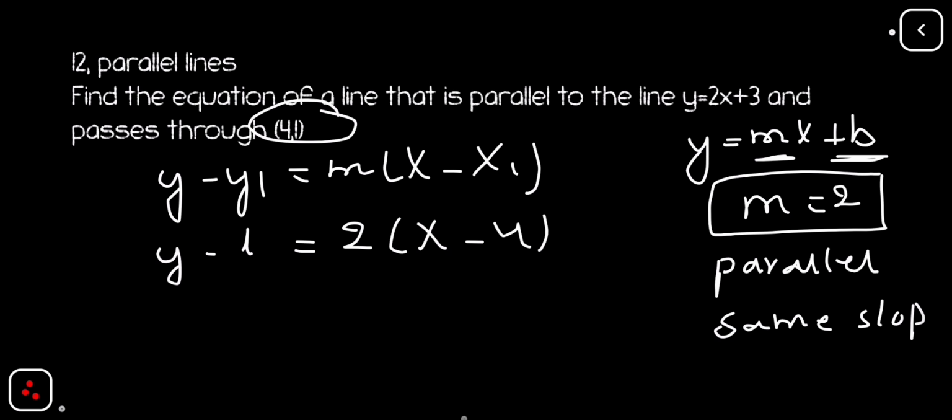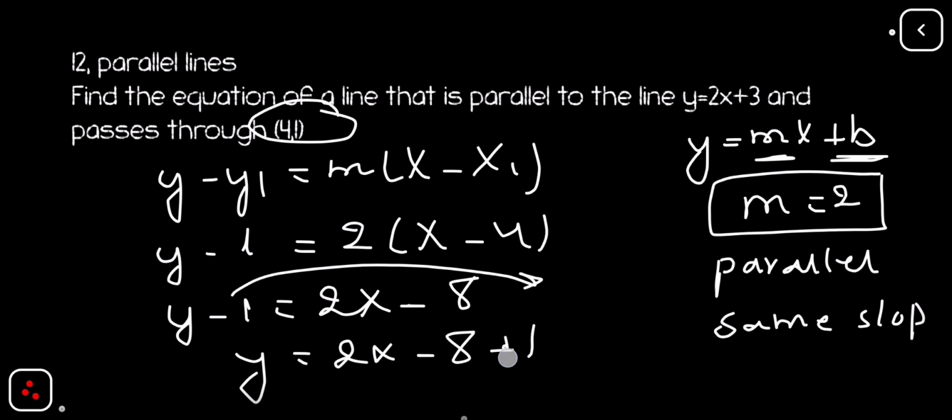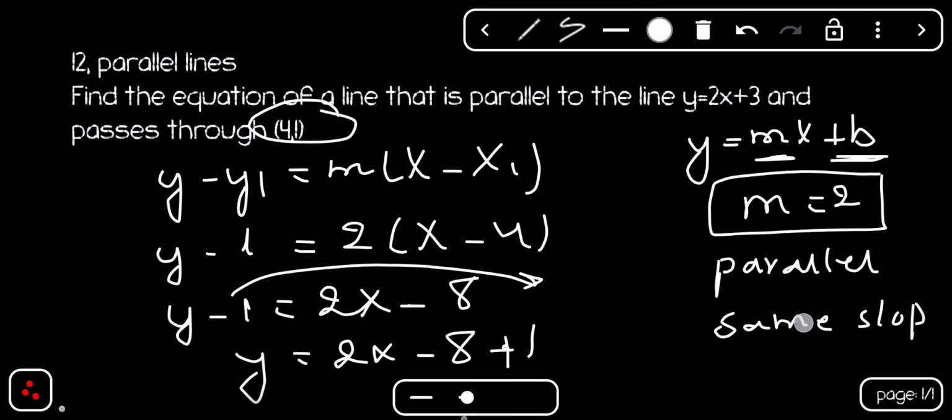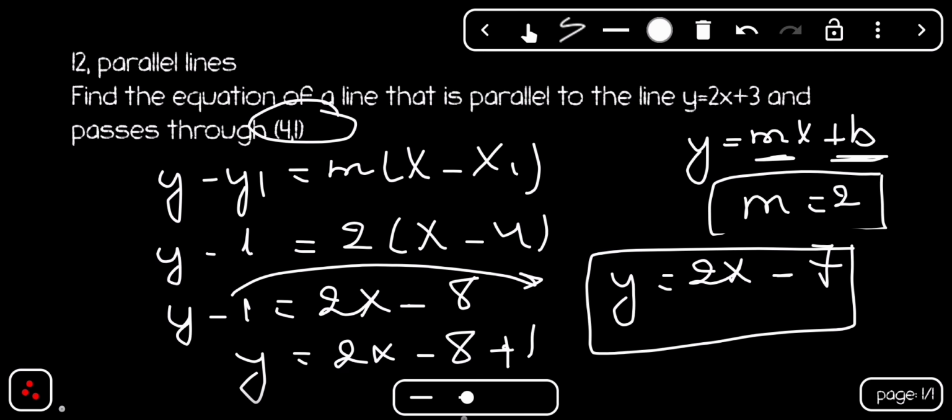And now you have to just simplify. Y minus 1 is equal to 2x minus 8, and y is equal to 2x minus 8, and the 1 will come in here, which is plus. And the final answer is y equal to 2x minus 7. And you have to check it out for perpendicular line as well.